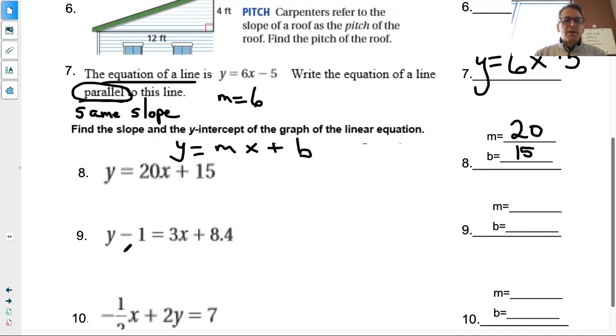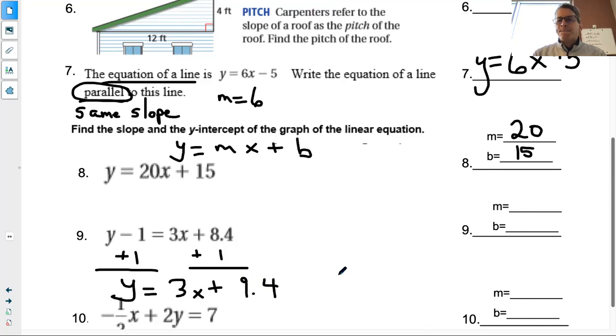So for number 9, I'm going to add 1 to both sides. And I have an equivalent equation. Y is equal to 3x plus 9.4. That tells me my slope is 3 and my intercept is 9.4. So you might have to do a little algebra there to get the equation in slope-intercept form.